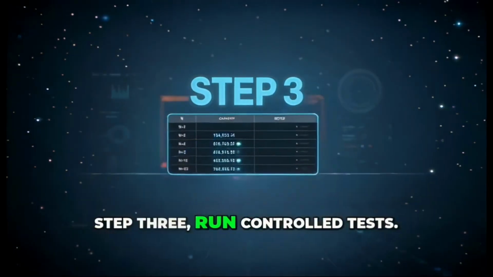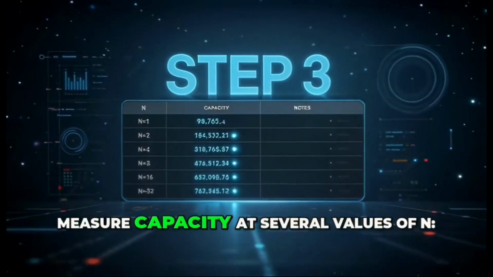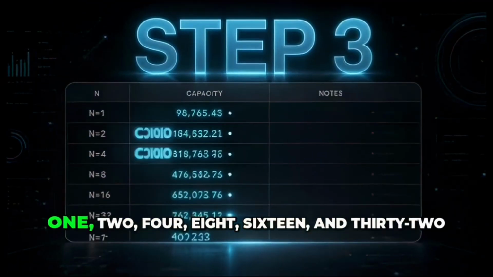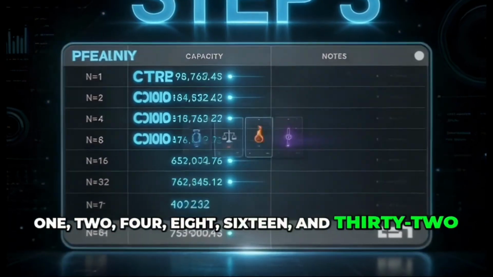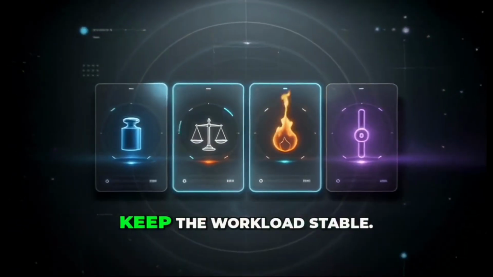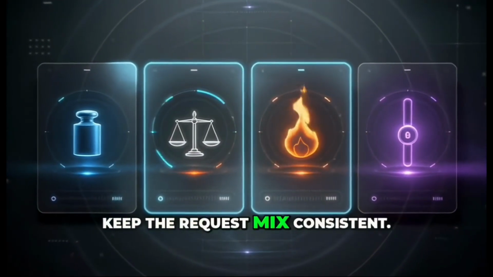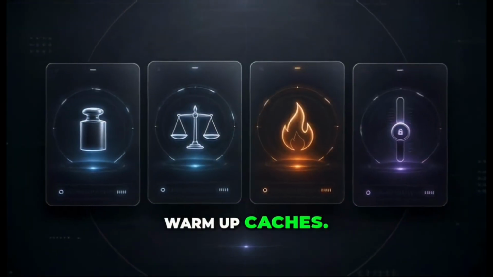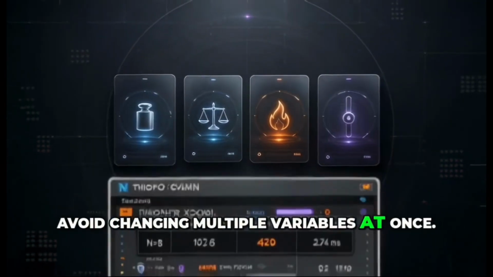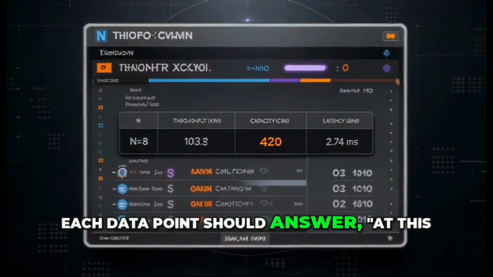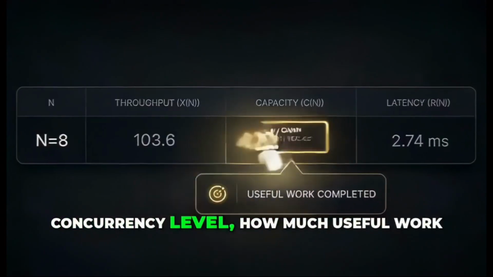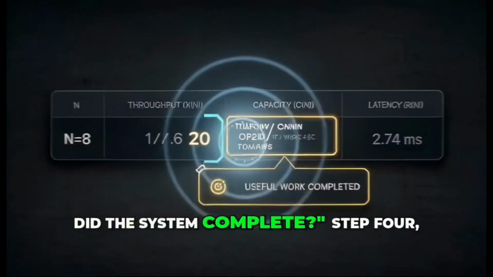Step 3. Run controlled tests. Measure capacity at several values of N. 1, 2, 4, 8, 16, and 32 instances, for example. Keep the workload stable. Keep the request mix consistent. Warm up caches. Avoid changing multiple variables at once. Each data point should answer: at this concurrency level, how much useful work did the system complete?